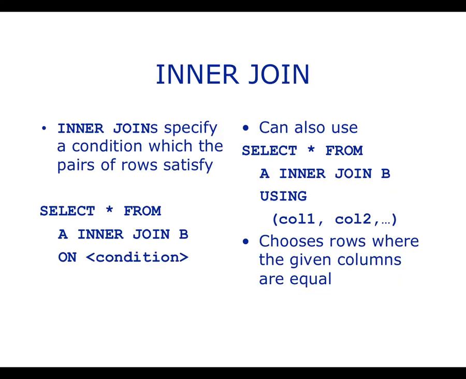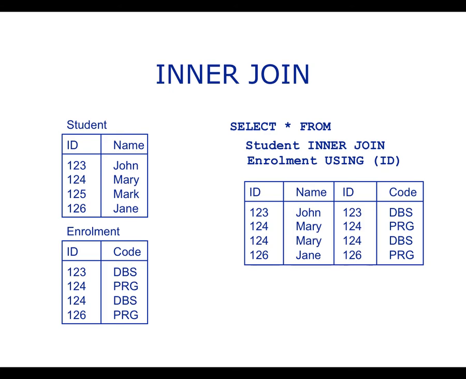When I'm looking at an inner join, I'm specifically looking at conditions where the pair of rows satisfy individual components. So if I'm selecting all from an inner join on a condition, it's allowing me to choose rows where the columns are equal. For example, if I'm looking at the student and enrollment tables, student ID, enrollment ID, name, and code, if I'm using this from the inner join perspective, it's going to pull together all that information into one larger table.